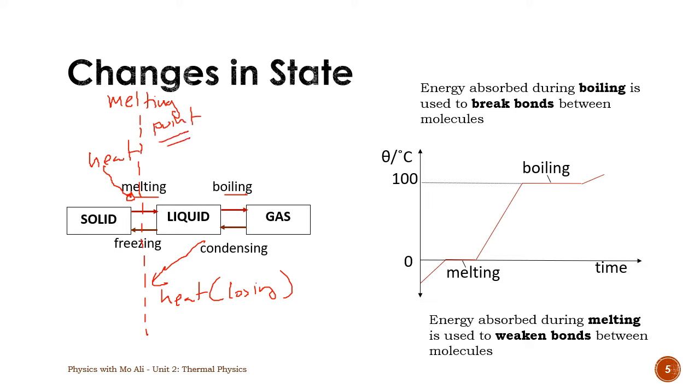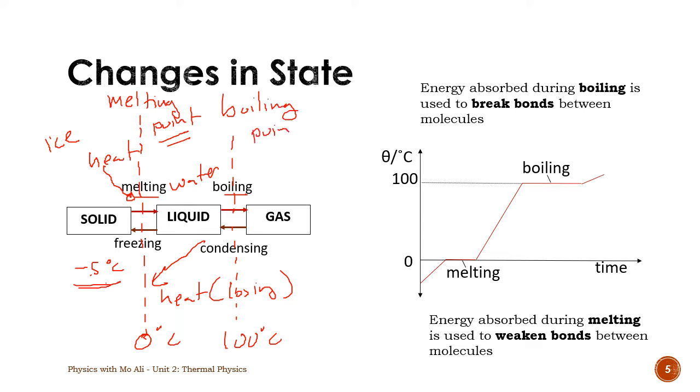So for example, ice melts at 0 degrees Celsius. This means that if you have a piece of ice at -5 degrees, for example, and you're busy giving it heat, it's not going to melt yet. It's just going to heat up until it starts to melt at 0. Water, for example, boils at 100 degrees Celsius. We call this the boiling point of the liquid. So that's that as well.